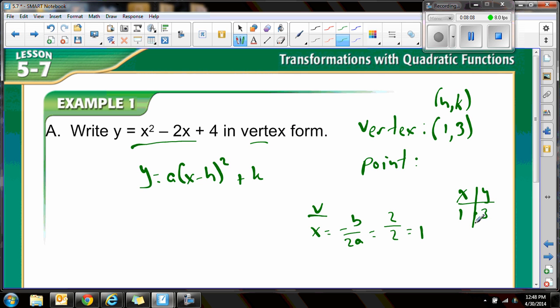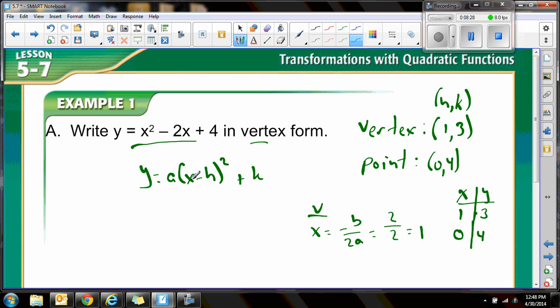Now, in order to get to vertex form, I do need one other thing. I need one additional point. So I pick any value of x that I want to figure out what point I have. Now, I like to take the easy route, which means I'm going to plug in 0. And when I plug in 0, I get the point 0, 4. That point that I get out, that's going to be your x and your y.